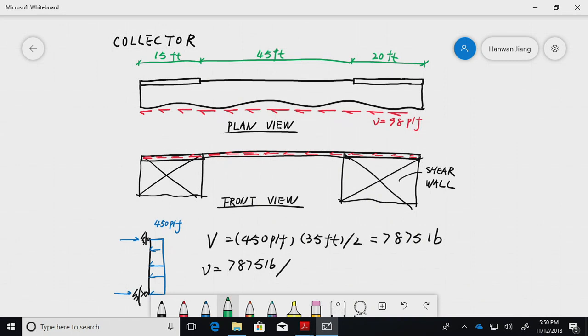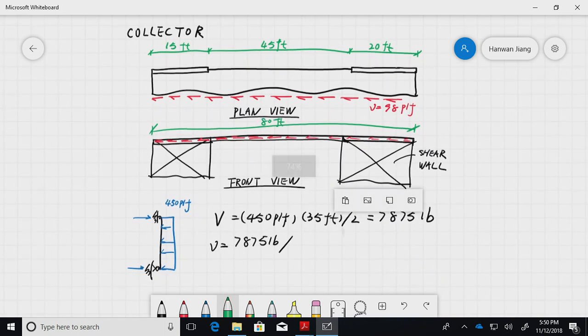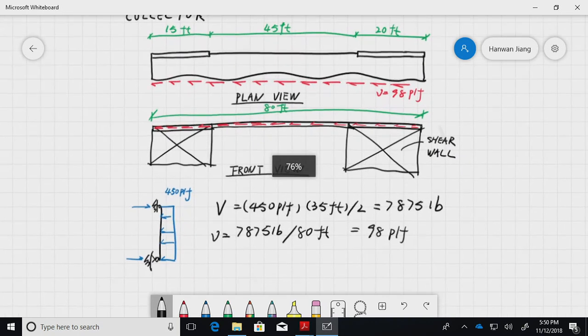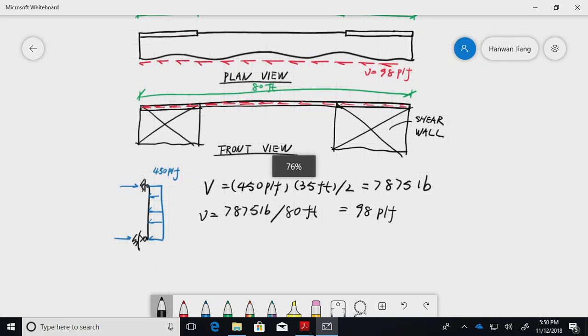So it's going to be, say, 80 feet, which is equal to 98 pounds per linear foot. So we write it down here. Okay. Then let's check the allowable stress.